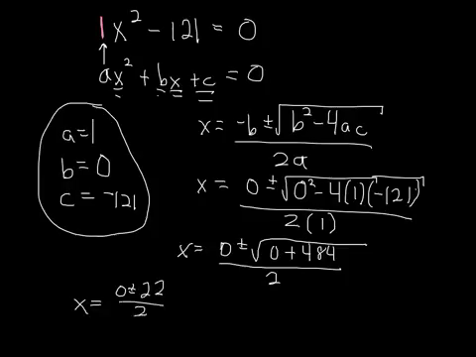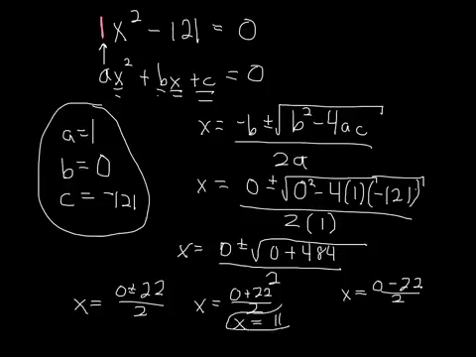And here I separate out into two different answers, where I assume x is equal to 0 plus 22 over 2, and x is equal to 0 minus 22 over 2. So I find x is equal to 11, or x is equal to negative 11, which I got just by taking 22 divided by 2 over here, and negative 22 divided by 2 to get the negative 11. And that's how you solve problems with the quadratic equation, which will always work.